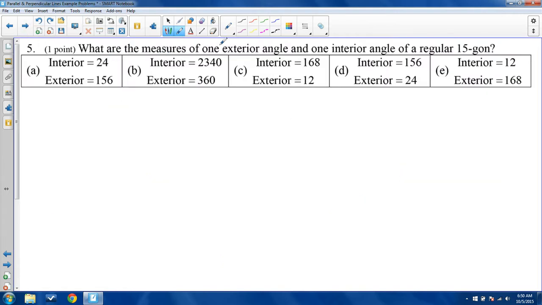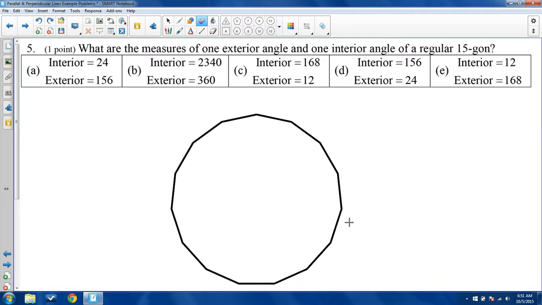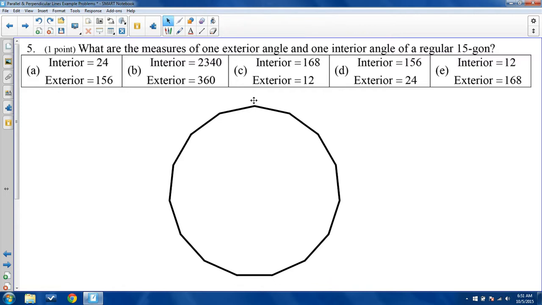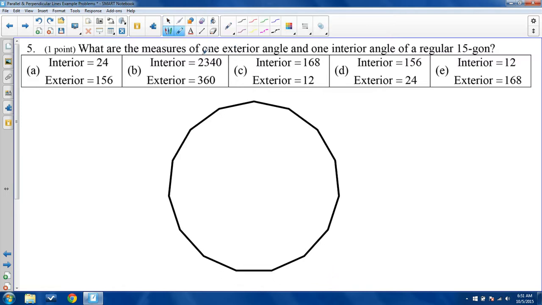Okay, what are the measures of one exterior angle and one interior angle of a regular 15-gon? Let's see if I even have a 15-gon shape on here. I do, so check this out. So here's a regular 15-gon. Regular meaning all sides and angles are congruent. So you just need one exterior angle here. Now here are the different exterior angles. You extend one of your sides out. The angle that's formed by the actual side and the side extended, these guys right here, are your exterior angles. And like I said, in a regular polygon, if all interior angles are congruent, then all exterior angles are also congruent.